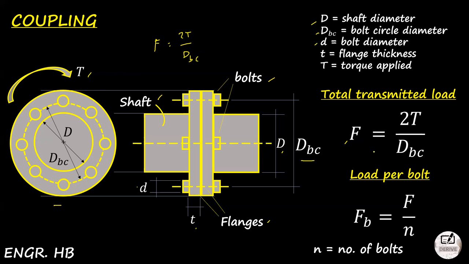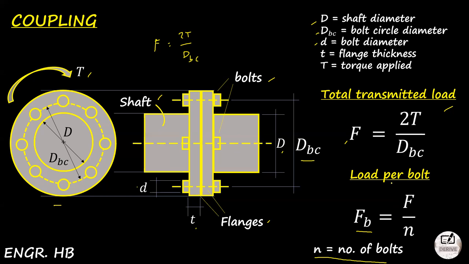How about the load per bolt or the individual force per bolt? So basically, the load per bolt is only FB. That represents the load per bolt is equal to force or the total transmitted load divided by the number of bolts. So F over N, where N is your number of bolts. Kung may 1 million kang value ng torque for the whole assembly and the number of bolts on the assembly is 10, magkakaroon sila ng individually ng 100,000 na force or load. So gano'n lang kadali, i-distribute mo lang yung total transmitted load sa lahat ng bolts or kung ilang piraso man sila.